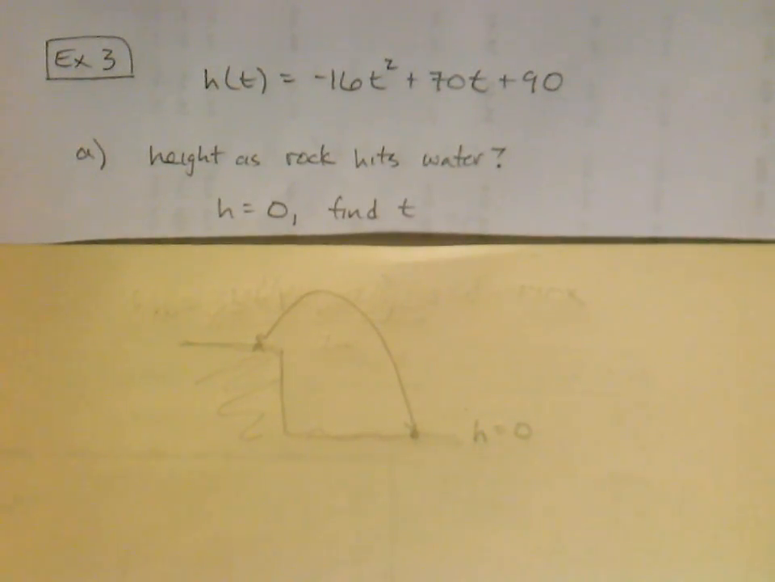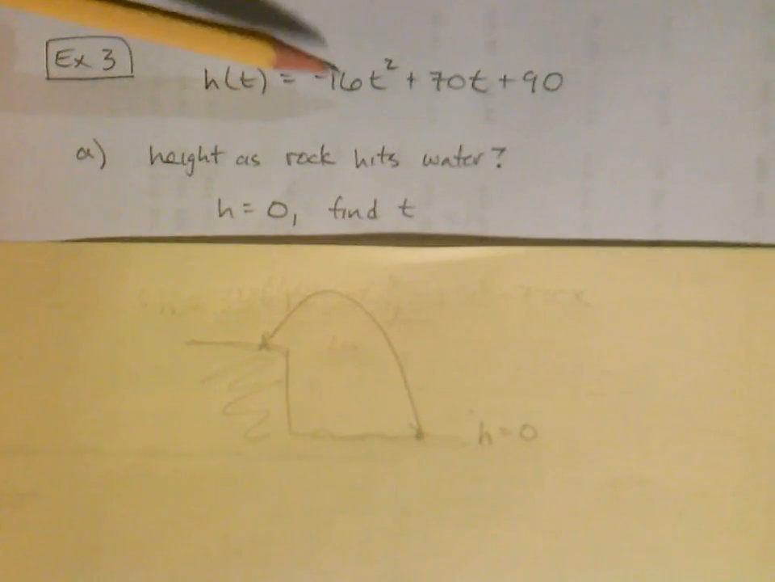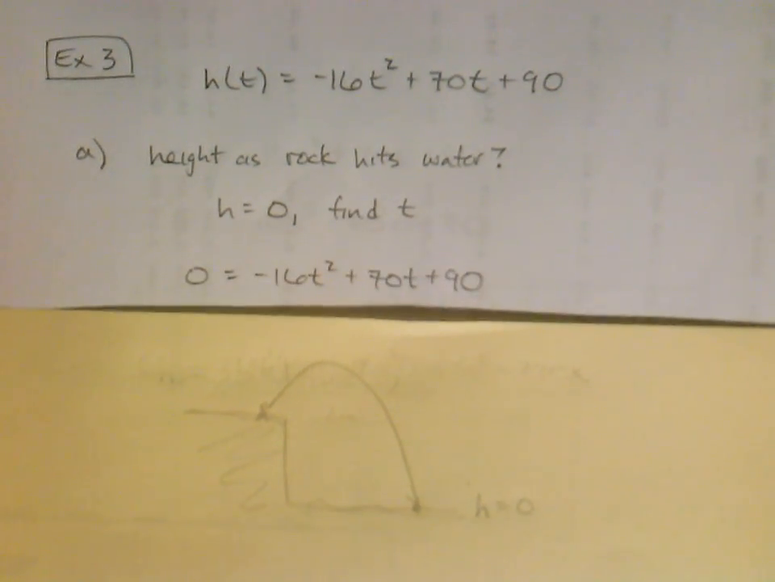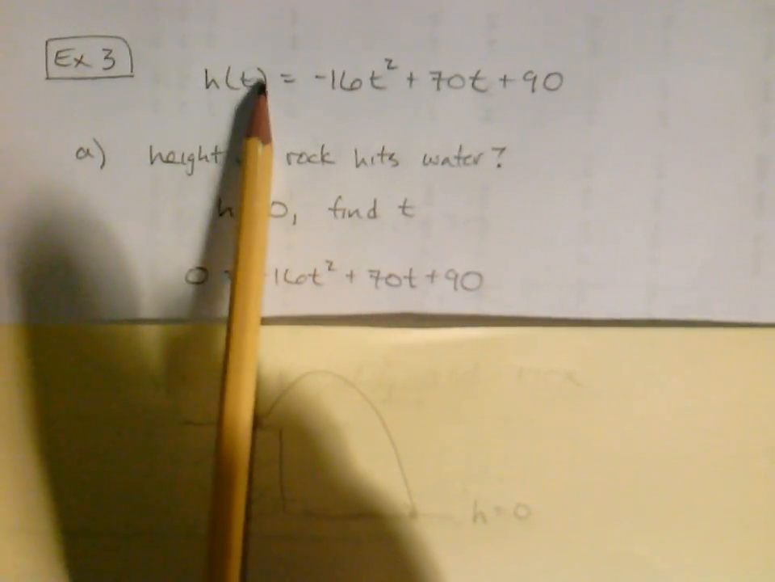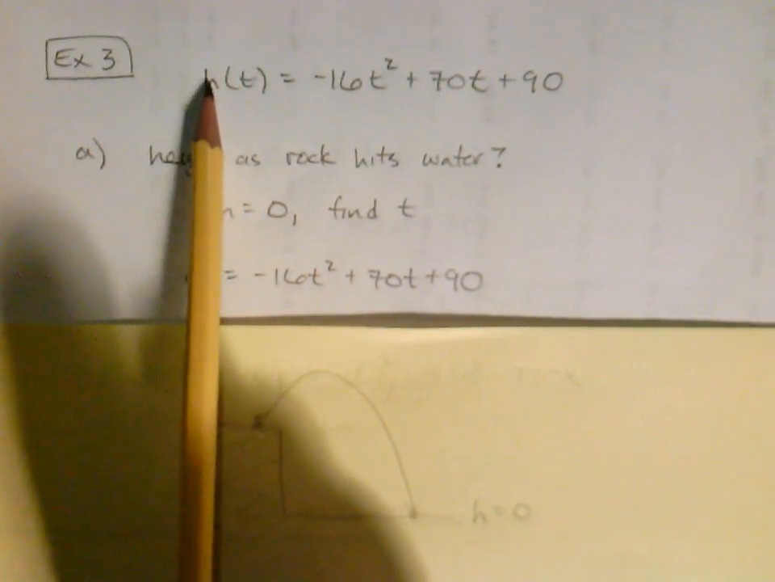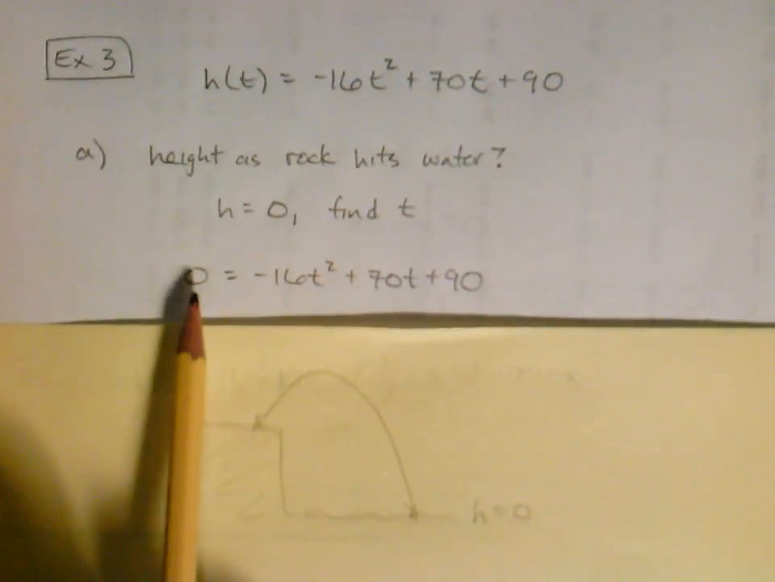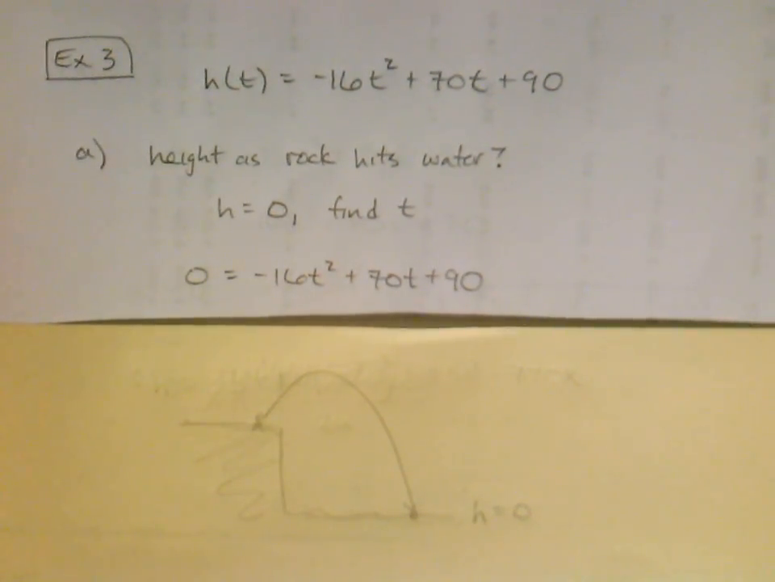So we're going to put 0 in for h. Actually, this entire thing will become 0. And then we're going to try and find the value of t. So here's the equation that we're attempting to solve. 0 equals negative 16t squared plus 70t plus 90. You just have to go back and remember function notation, that h of t, that entire thing is describing the height. So we're going to make that whole thing a 0.